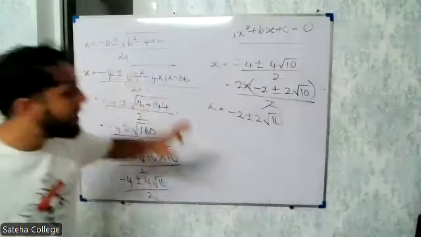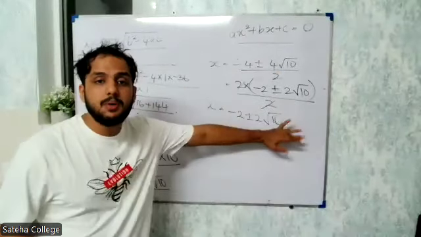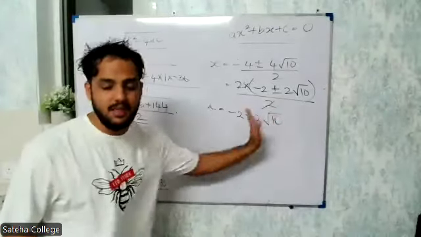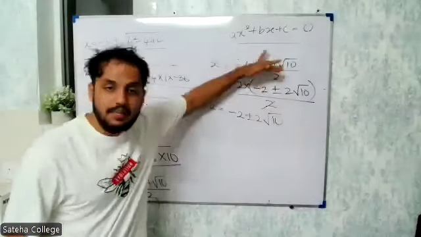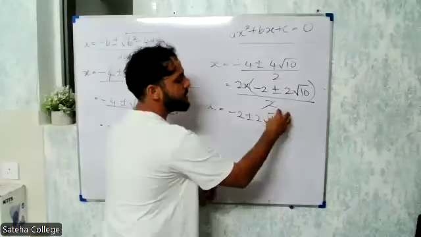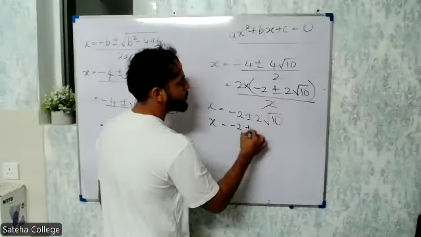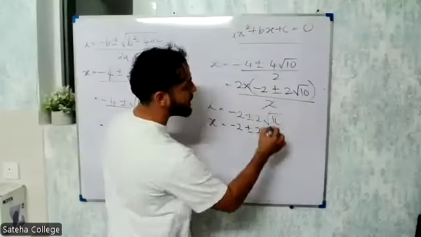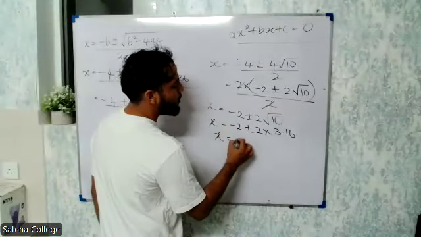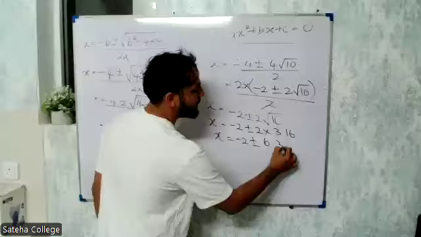So guys, after you apply the quadratic formula, simplify as much as possible before you take the plus and minus, the two values, one positive and the other negative. Before you do that, simplify as much as possible. Now you can substitute the root of 10 here also. x is equal to minus 2 plus or minus 2 into, as they gave you in the question, root 10 is 3.16. So x is equal to minus 2 plus or minus 2 into 3.16, which is 6.32.